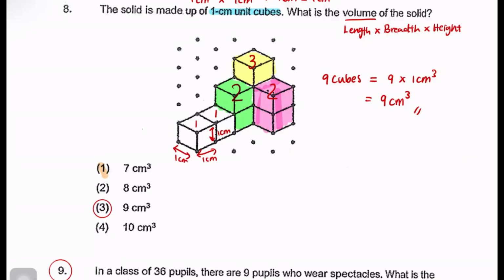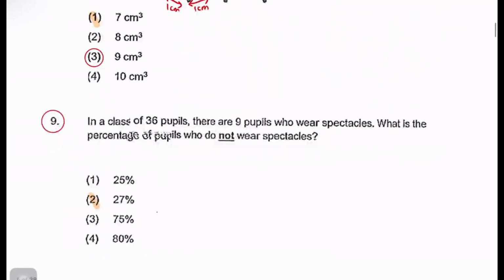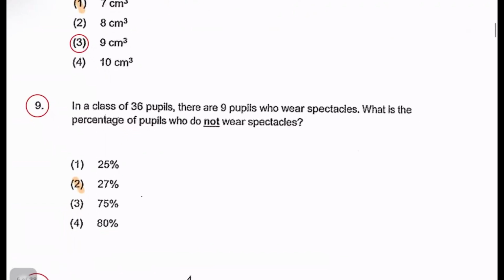Question 9. In a class of 36 pupils, there are 9 pupils who wear spectacles. The total is 36, the whole class. 9 pupils wear spectacles. How many do not wear? 36 minus 9 equals 27. There are 27 pupils who do not wear spectacles. The question wants these people in percentage. Very good, Kira.